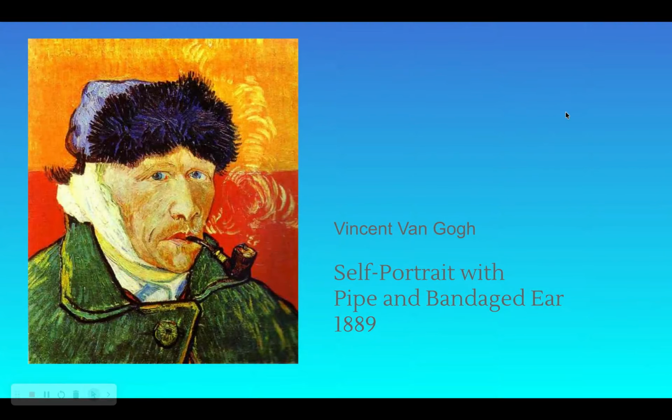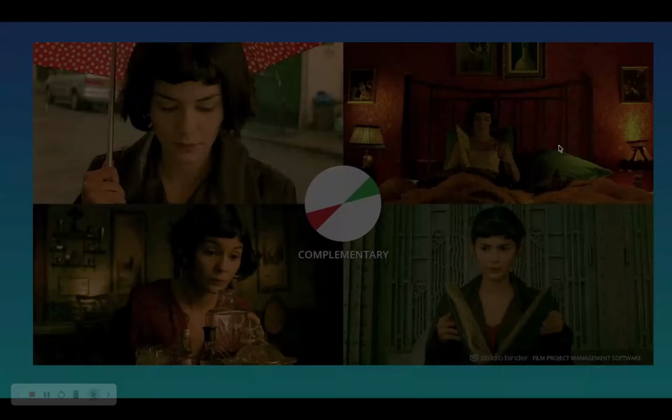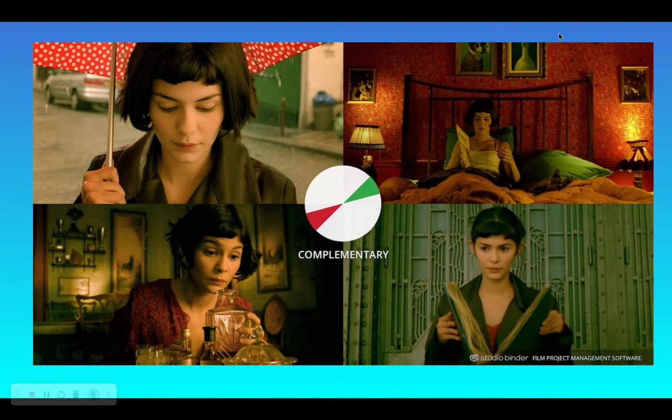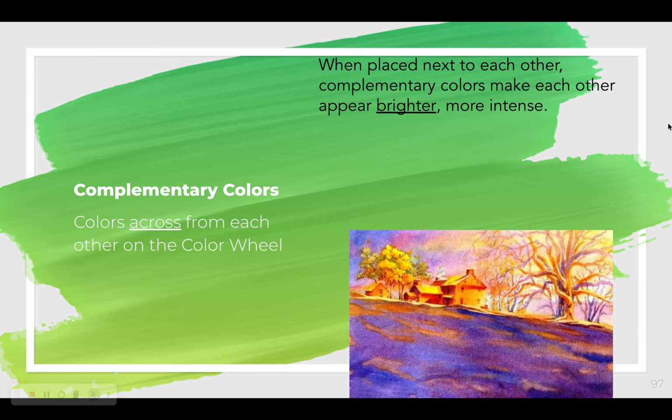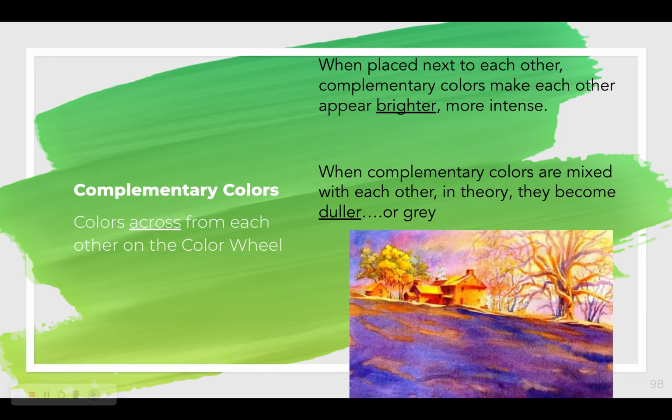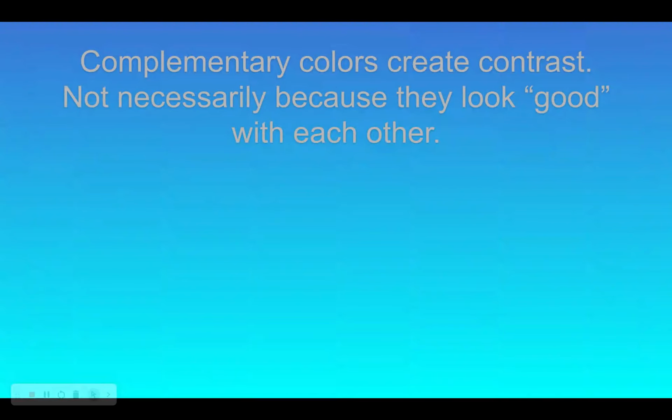So this painting here by Vincent van Gogh uses the complementary colors of yellow and purple. There's also some orange and blue, and there's also some green and red. The movie Amélie uses complementary colors of red and green in several scenes. So when you place them next to each other, the complementary colors make each other appear brighter, more intense. However, when complementary colors are mixed with each other, in theory, they become duller or gray. They become less intense. So complementary colors, they create contrast.